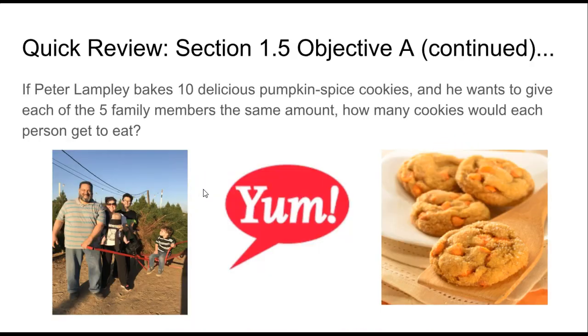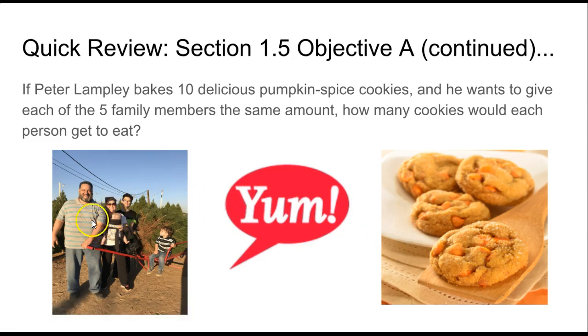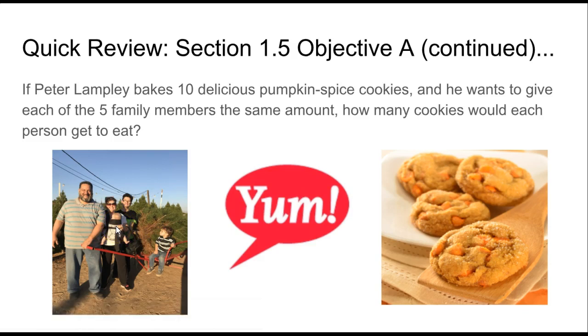So if Peter Lampley bakes 10 delicious pumpkin spice cookies, and these look really, really good right here, and he wants to give each of the 5 family members the same amount, so there's Daddy, Mama, Peter, Roman, and then Evangeline. If he wants to give each of those 5 family members the same amount, how many cookies would each person get to eat? Okay, that's an important question.